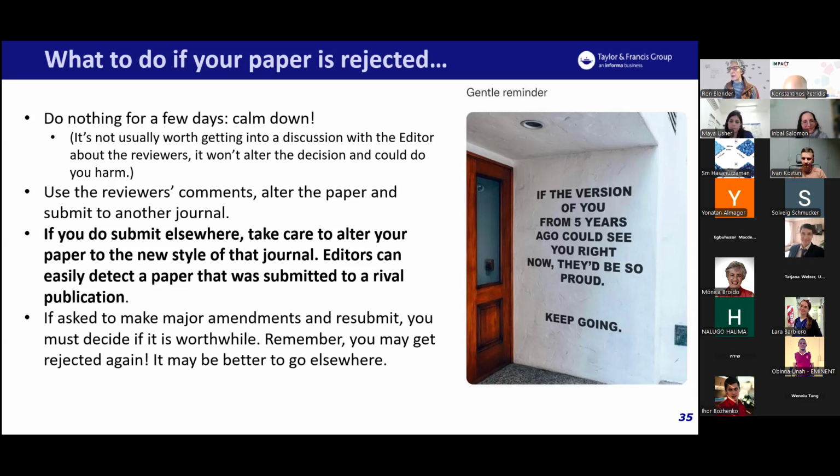And if you are asked to make major revisions and resubmit, you can decide, do you want to do these major revisions and resubmit, or choose a different journal? So this is a decision that you can make. I think that it's usually better to try again at the same journal, but it depends on the comments that you get, okay?